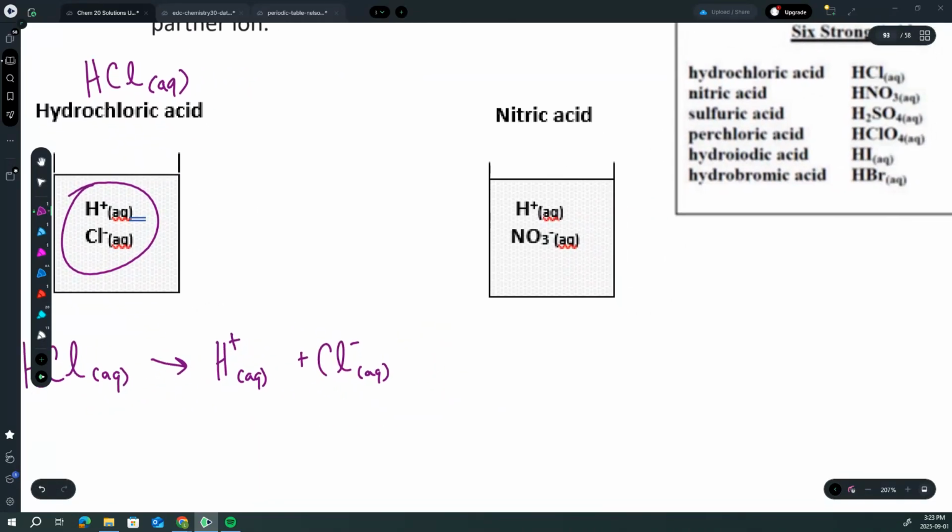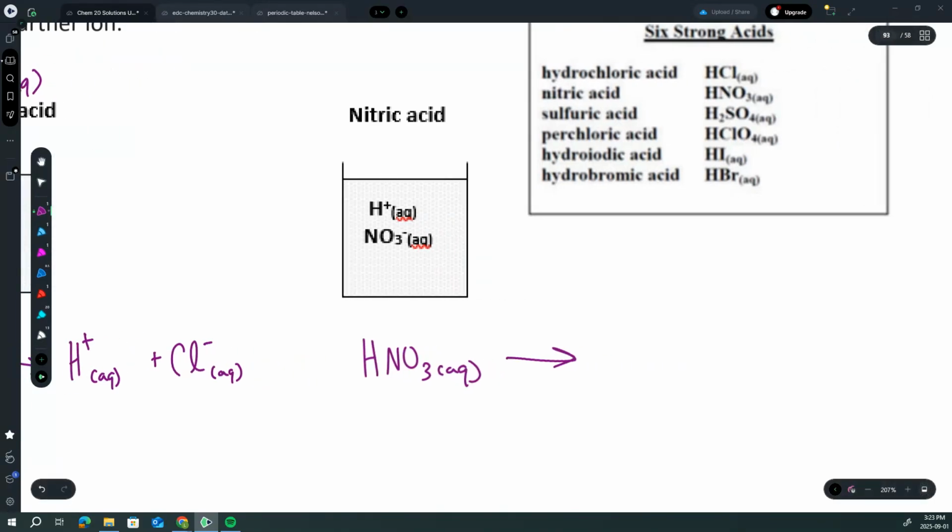Same thing with nitric acid, HNO3, aqueous, because acids are always aqueous. If we were to write the ionization equation, this is what it would look like.